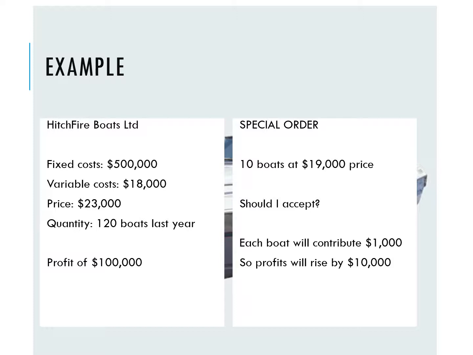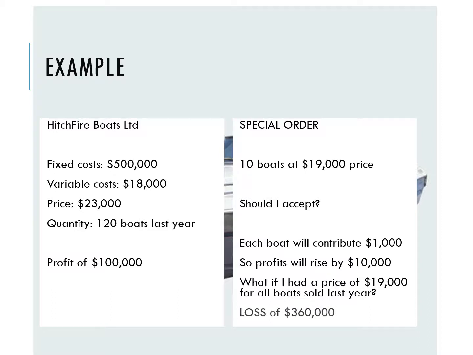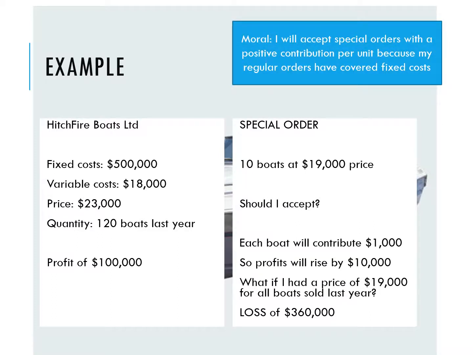So I may wish to consider this special order, but would I be happy selling all my boats at 19,000? If I sold all my boats at 19,000, I would actually have made a loss last year of 360,000. So the moral of this story is I will accept special orders with a positive contribution per unit because my regular orders have covered my fixed costs, but I need to consider the impact accepting the special order might have.